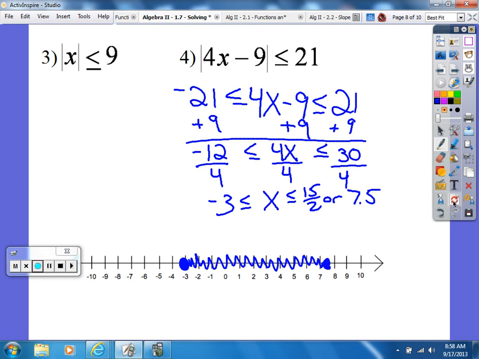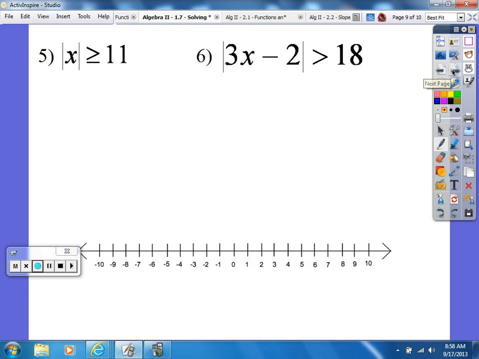So we've done the and problem. Now we need to do the or problem. So go ahead and copy down problem 5. How do I know it's an or problem? Somebody raise your hand. How do I know it's an or problem? Antonia. The greater than symbol. So this symbol here tells me it's going to be an or problem.